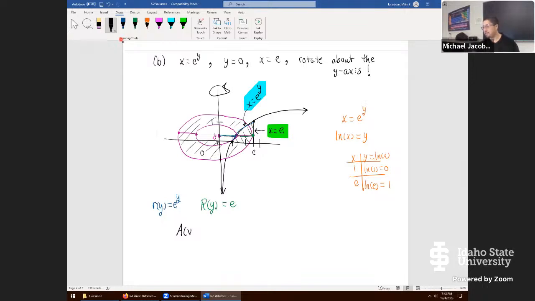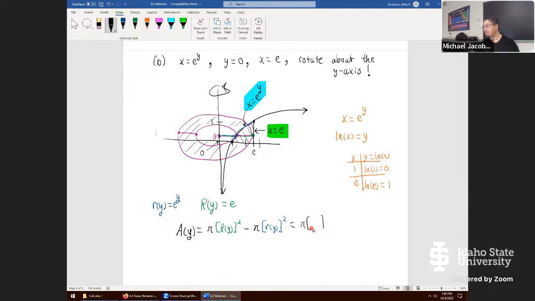The area at y, let's just change that curve a little bit in the middle, is going to be pi multiplied by the larger radius squared. So pi r of y, quantity squared. Then find the lower area, pi times lower r of y, power 2. Next, plug in the functions.